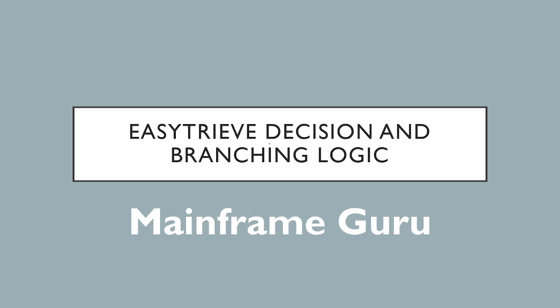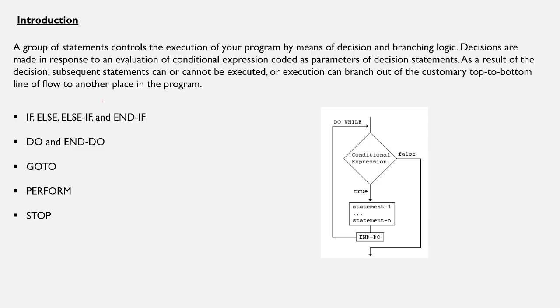Today we will discuss how the decision and branching logic exist in Easytrieve. We have IF statement, ELSE statement, ELSE IF statement, END-IF statement, and DO and UNDO. So these are the decision statements. And GO TO, PERFORM, STOP are the branching statements.